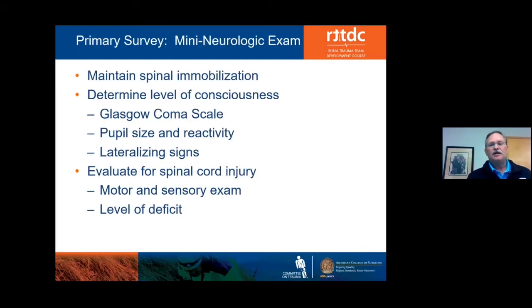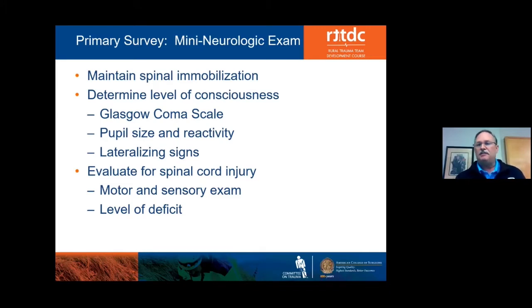As part of the primary survey, we're going to do a mini neurological exam. Obviously, all trauma patients have a cervical spine injury until proven otherwise. And in a rural trauma setting, they're actually going to be presumed to have a cervical spine injury even after they have had a CT scan at our facility. We're still going to assume that there is some secondary injury, and we're going to maintain that spinal immobilization.